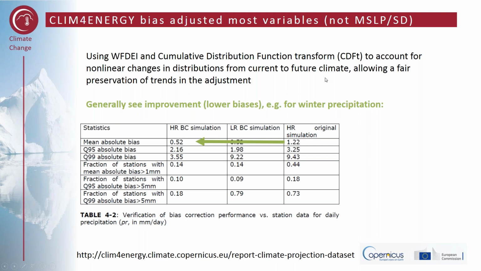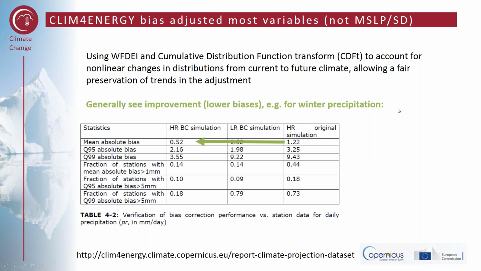CLIM for Energy also undertook some bias adjustment of most of the variables. They used the WFDEI gridded observed data set that Phil Jones talked about, but a slightly different adjustment method to the one that was used by us for the historical data. So this is a cumulative distribution function transform. Essentially, it's a quantile mapping method. And the advantage of this for applying to the projections is that it accounts for nonlinear changes in the distributions as you go from current to future climate.